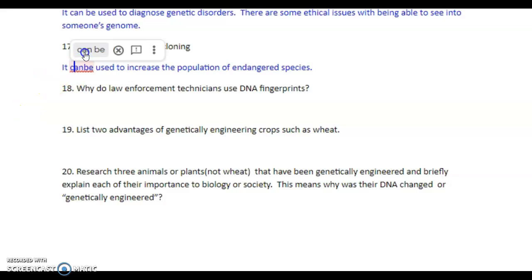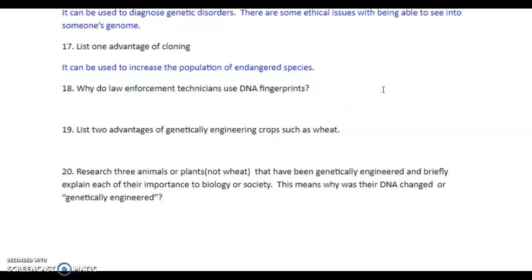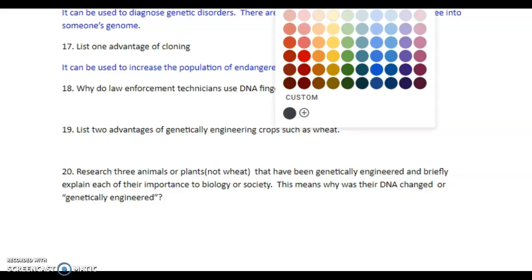Number 18 says, why do law enforcement technicians use DNA fingerprints to help identify someone who may have been at the scene of a crime?